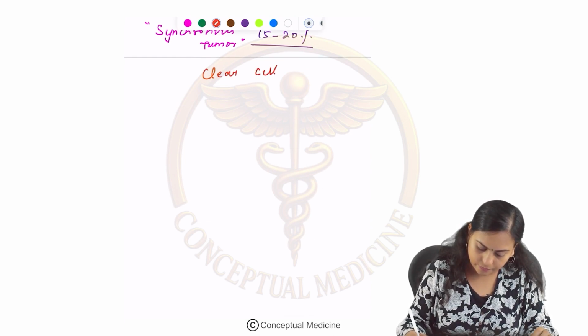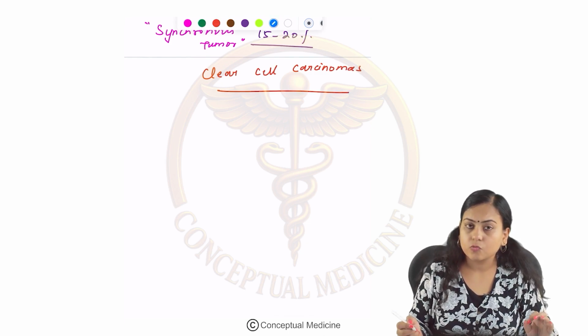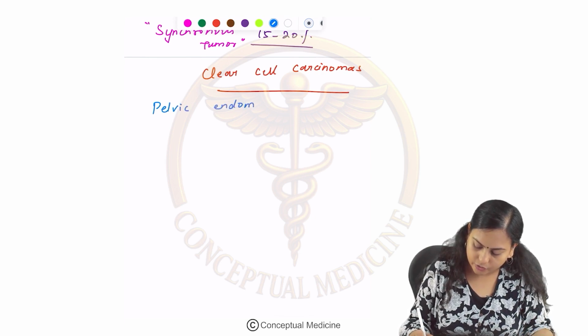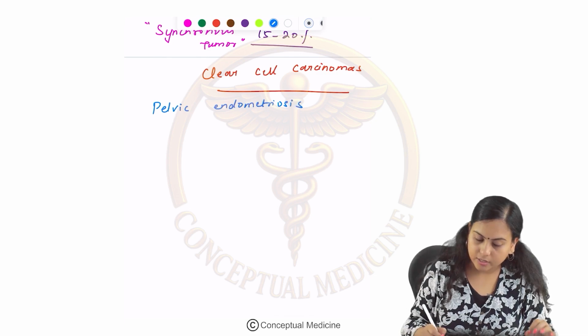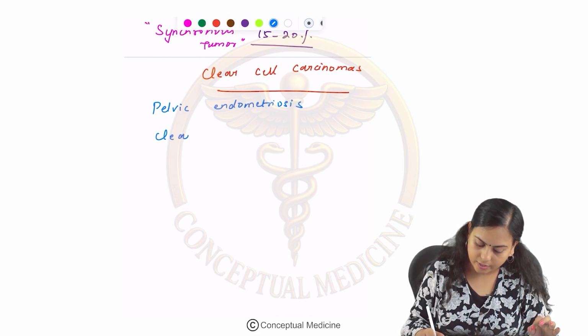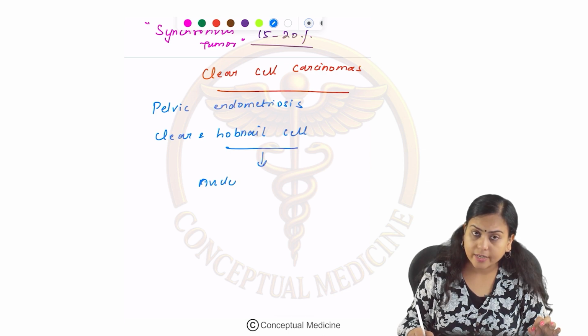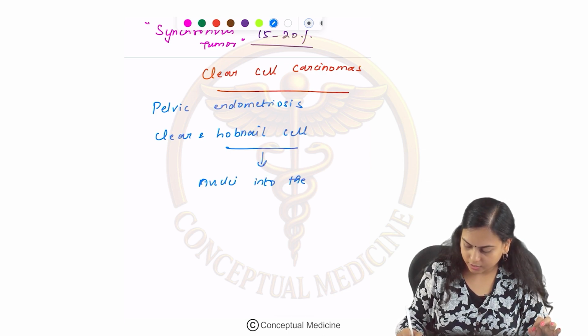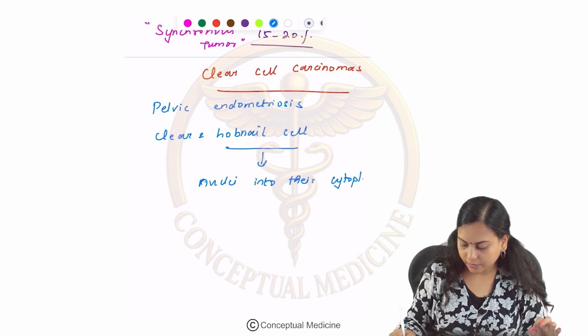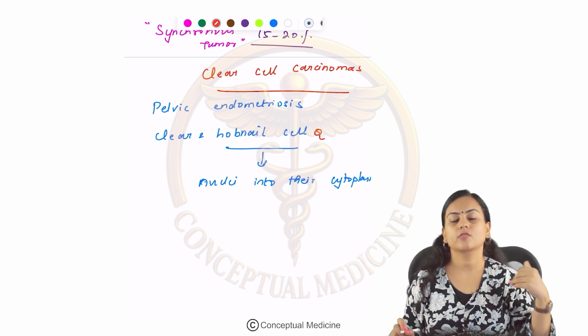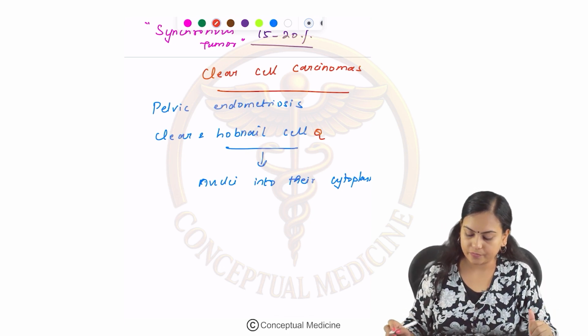So clear cell carcinomas, this is also mostly associated with pelvic endometriosis, and here the tumors are made up of clear and hobnail cells that project their nuclei into their cytoplasm. So this is a characteristic finding which can be asked in exams. Okay, with the hobnail cell appearance means you have to think about clear cell carcinoma, right?